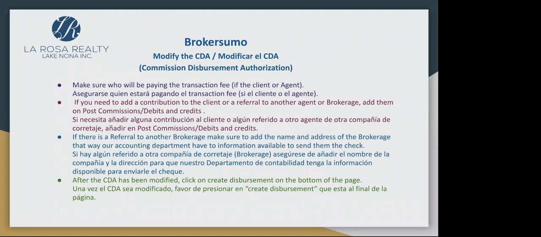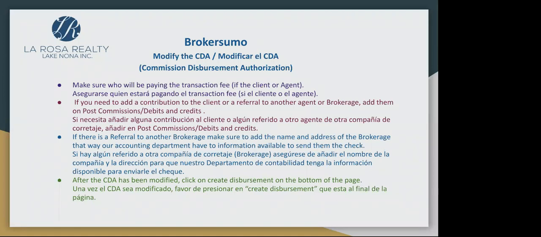If you need to add any contributions, anything else besides that transaction fee, you have to add it to the post commission debits and credits. Is that a separate document? No. It's when you're creating the broker's sumo, the CDA. I'm going to show you. I'm going to do something practical so you can all see what you're supposed to be doing.